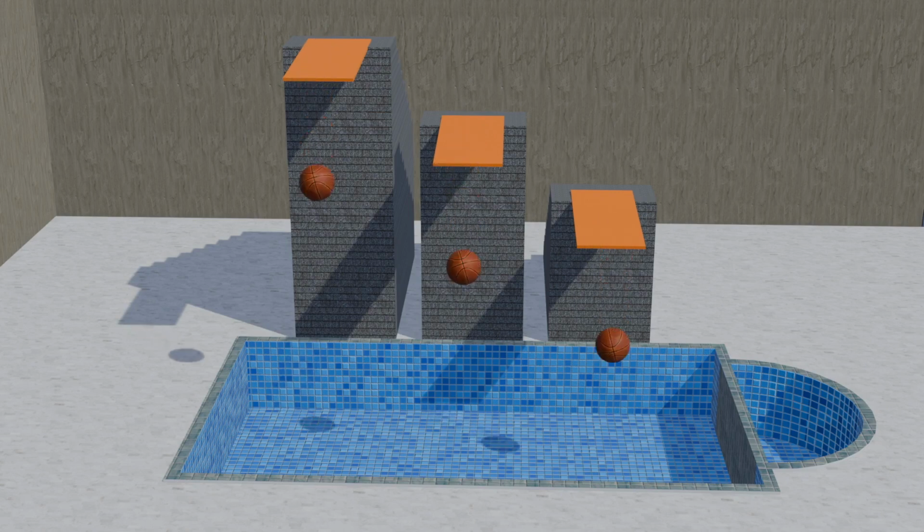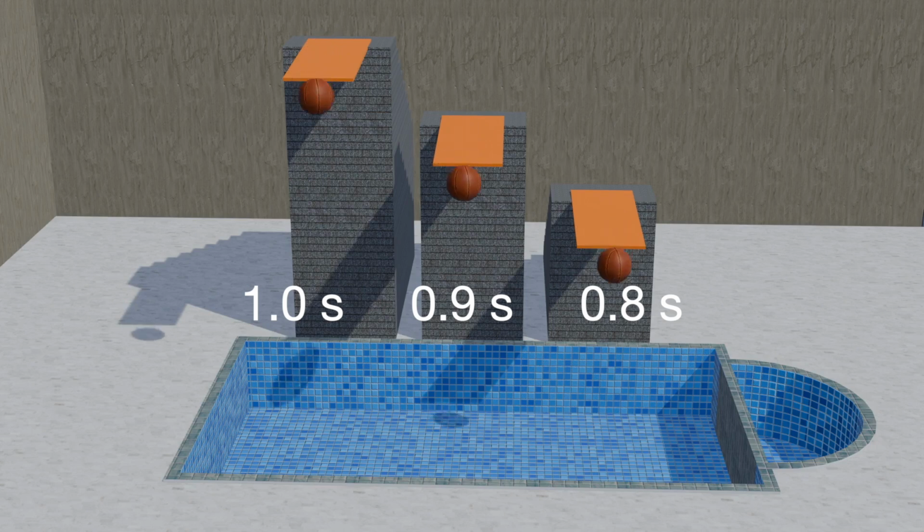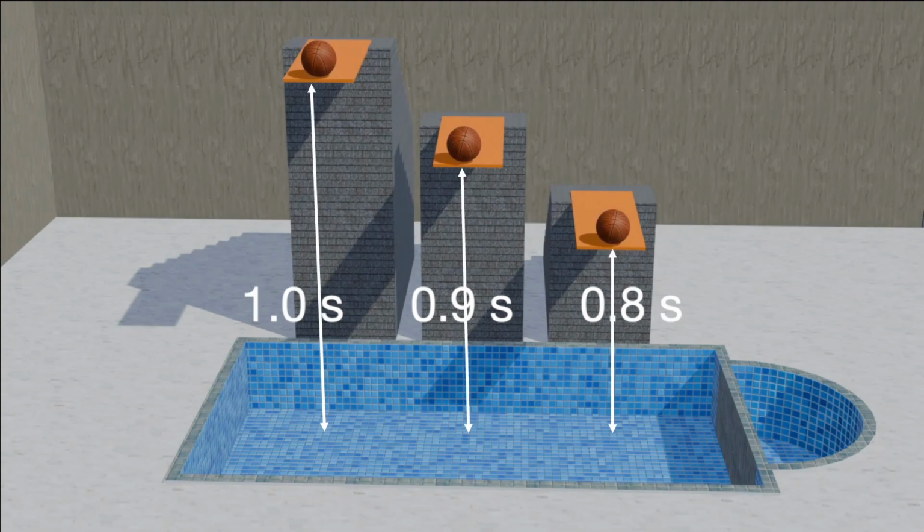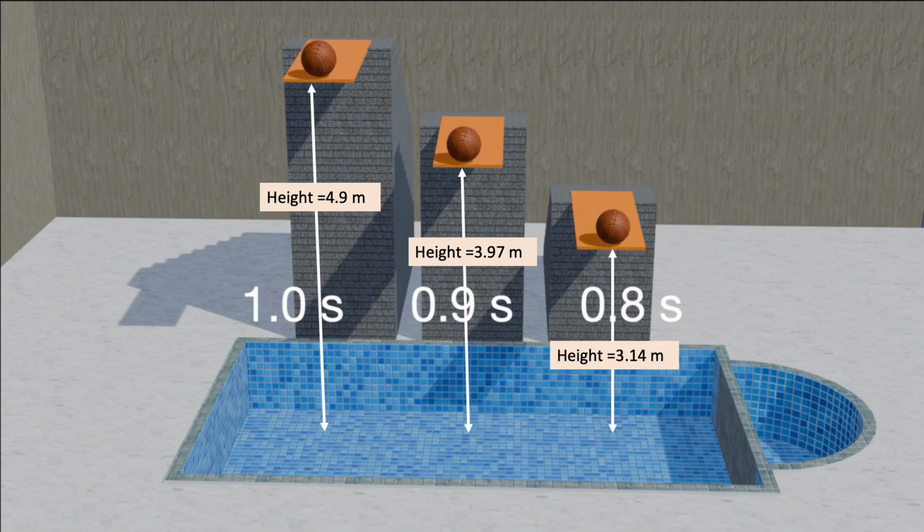Here, 3 balls are allowed to fall freely from different heights. If we know the time taken by the balls to reach the floor, we can easily find the height of these diving boards. Here, the height of the first diving board is 4.9 meters, that of the second board is 3.97 meters, and the height of the third board is 3.14 meters.